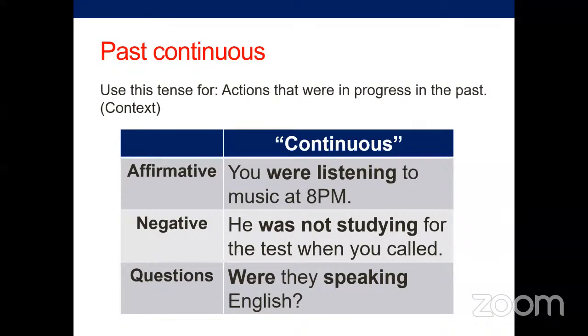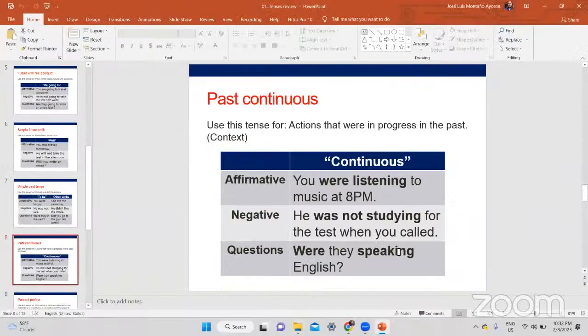All right, so in the 3 minutes that we're going to use, please, this is very simple. Remember, past continuous, something that was happening in the past. So this time I read the examples. It says, I, he, she, it was; we, you, they were. You were listening to music at 8 p.m., past continuous. He was not studying, or he wasn't studying for the test when you called, past continuous in negative. And were you speaking... Were you speaking English? And you can say, yes, I was, or were they speaking English? You can say, yes, they were, or no, they weren't.